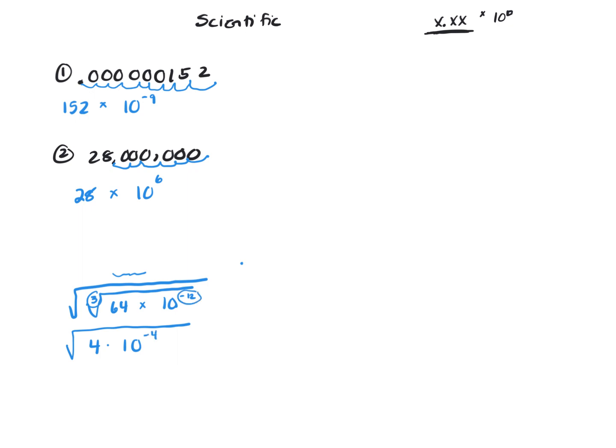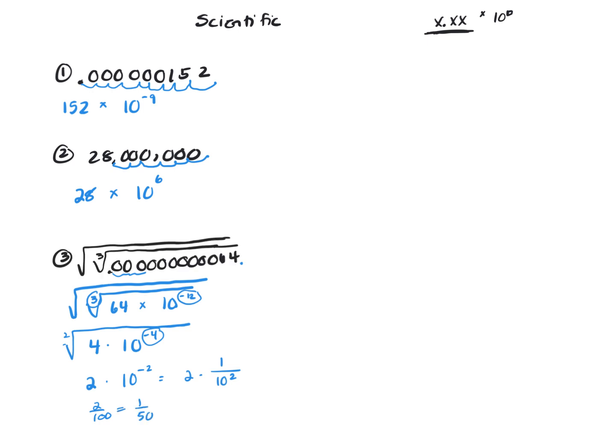Now let's get rid of the square root. Square root of 4 is 2. 2 divided into negative 4 is a negative 2. So it's 2 times 10 to the negative 2. And that's 2 times 1 over 10 squared. That's how you get rid of negative exponents. And that's 2 over 100, which is 1 over 50.